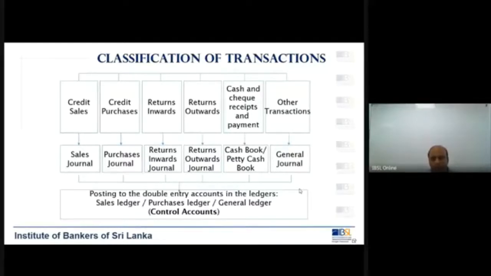Then similarly, I might be purchasing goods from somebody else, and I am also agreeing to repay them after a period of time. That is called a credit purchase. So there is credit sales and there is credit purchase. So there are 2 types of major transactions. One is the products that you sell on credit. The other being the products or services that you get from others on credit basis.